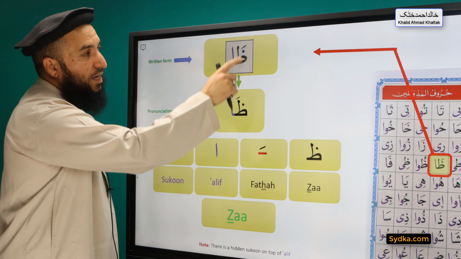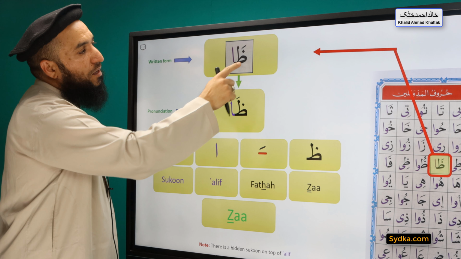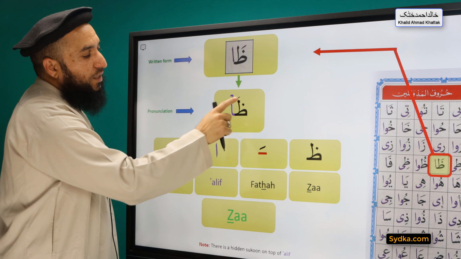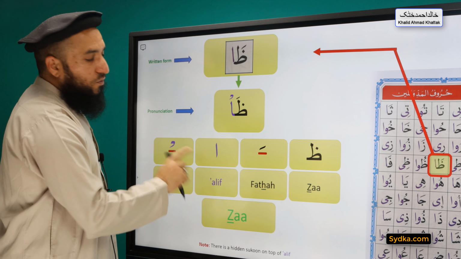So the next syllable we have is Dha fatha alif sukun. Dha is a heavy letter. It has fatha on top of it, followed by alif, and alif has hidden sukun. Dha fatha alif sukun. Dha.